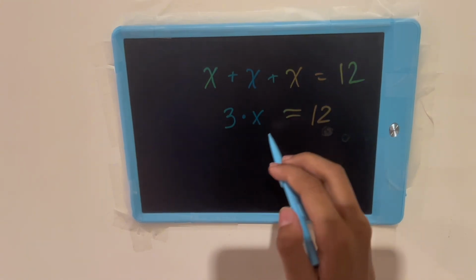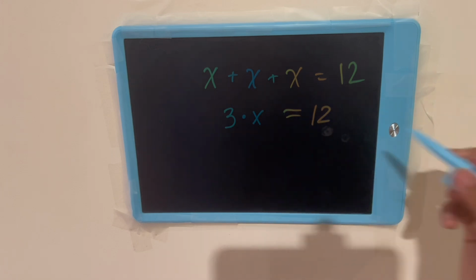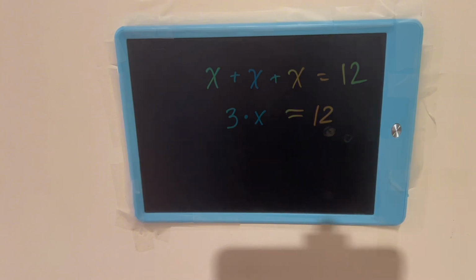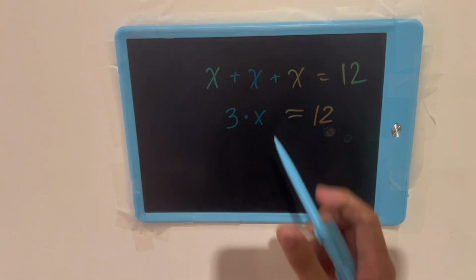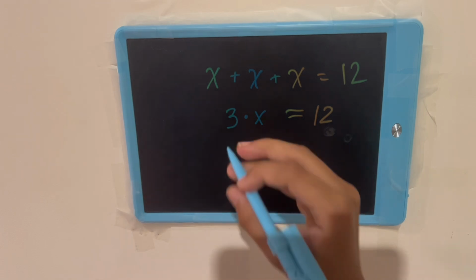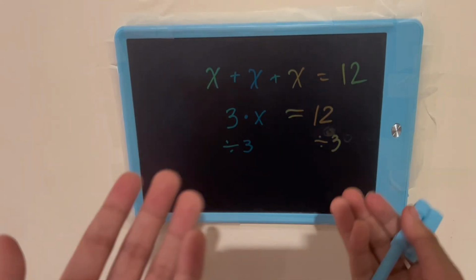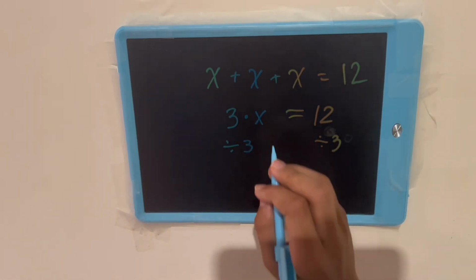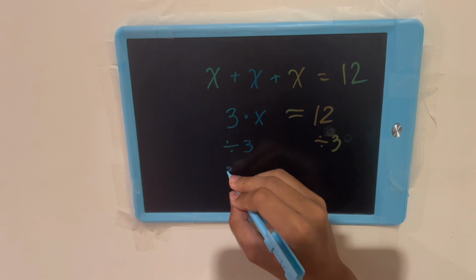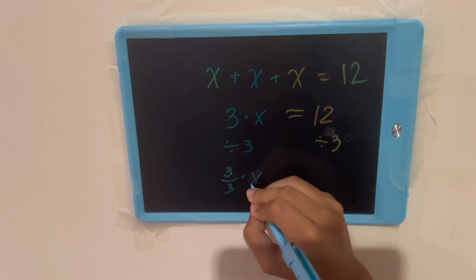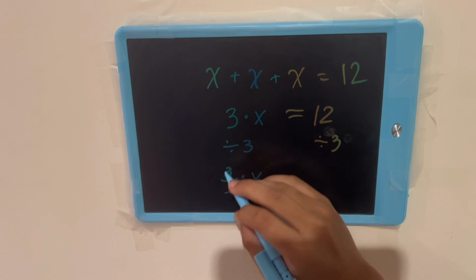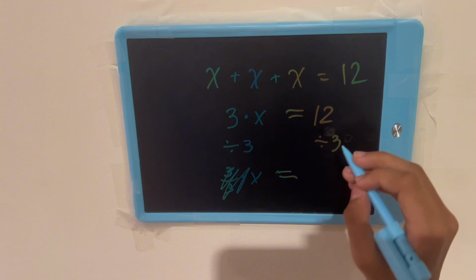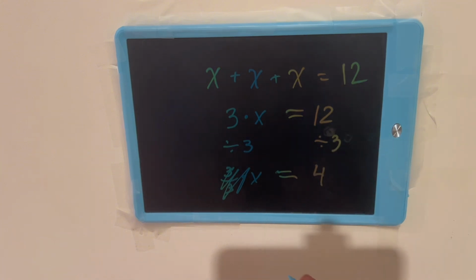Now, to isolate the variable, which is our goal here, just to get x equal to the value, we have to divide by 3, because we're multiplying by 3. That way we just get x by itself. And we have to do that on both sides so it stays balanced, because if you divide one side, it won't be balanced anymore. So 3 times x divided by 3 is equal to 3 over 3 times x. And we know that 3 over 3 is 1, so we just get x. So now we have x equals 12 divided by 3, which is 4. So therefore, x equals 4.